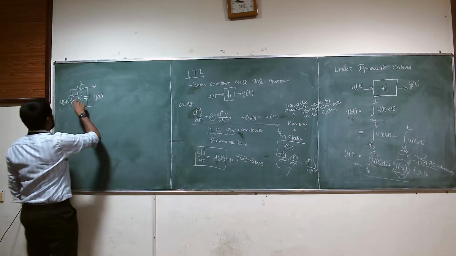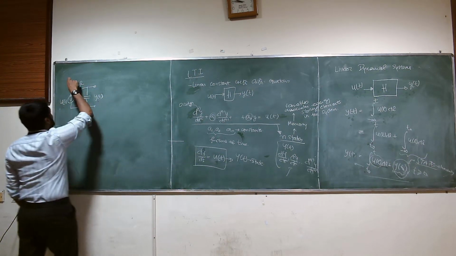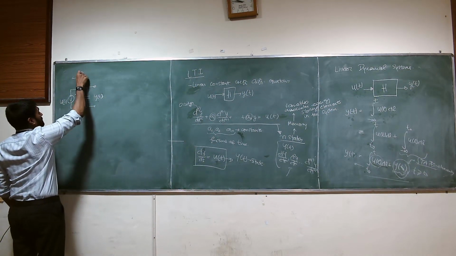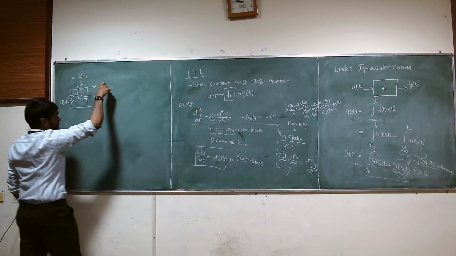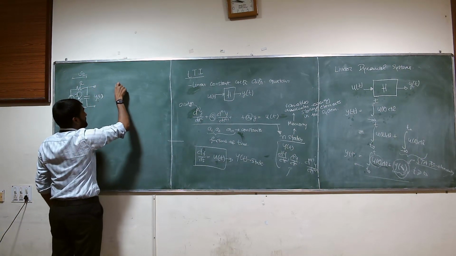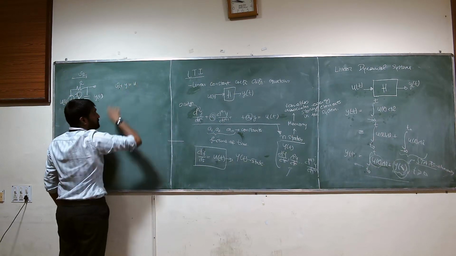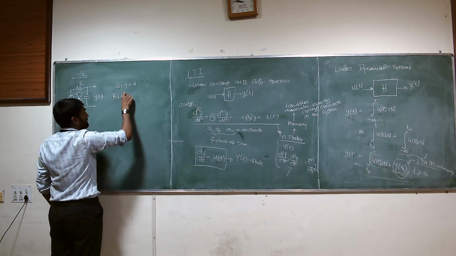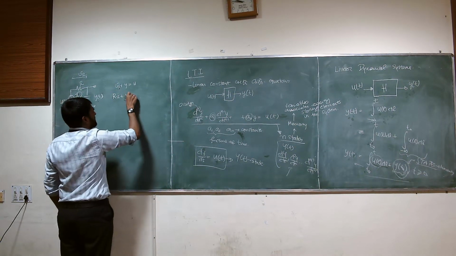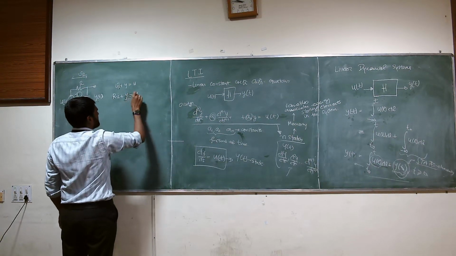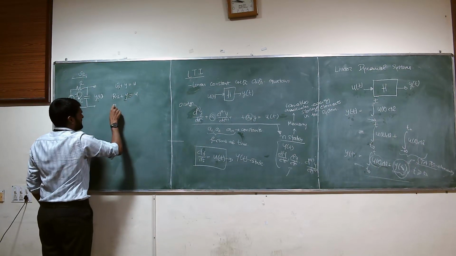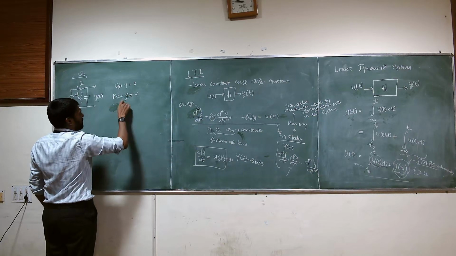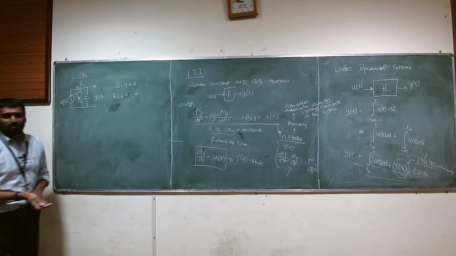Okay, I'll write it. So if you write the loop equation, let's see, the voltage across this is VR. So VR plus Y equals U. VR is simply R times I. Now, Y is simply the voltage across the capacitor.